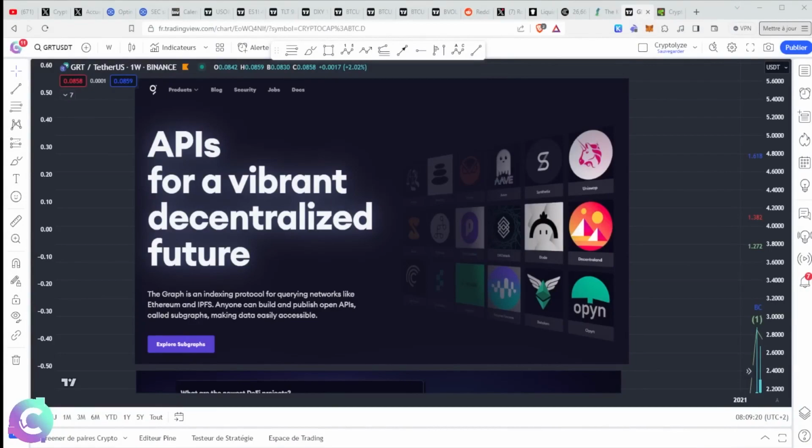We're meeting today to talk about GRT, the Graph's crypto. As usual, we will dissect it into two parts. Fundamental part, we are going to come back to what GRT is, we're going to come back to its news, and then we are going to head towards the graphs to project ourselves in the short, medium, long term on purchase prices, sale prices, and that starts right away.